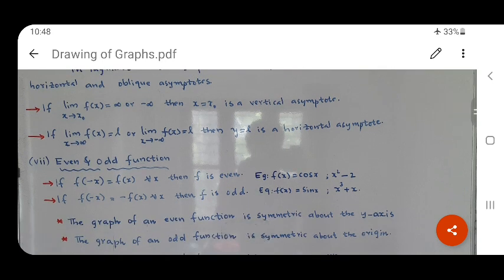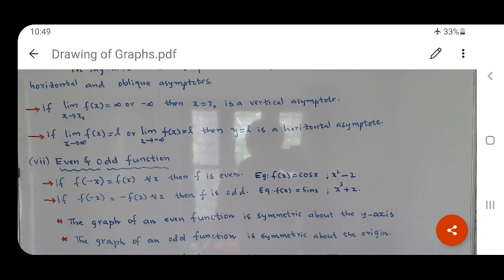The final concept is even and odd functions. A function f of x is said to be an even function if f of minus x is f of x itself, and odd if f of minus x is minus f of x for every x. Example, f of x equal to cos x is an even function, whereas f of x equal to sin x is an odd function. So we have the combinations of even and odd functions. For example, sin x plus cos x is neither even nor odd. And any polynomial function in which each term is of even degree, where we consider a constant as a term with degree 0, which is even.